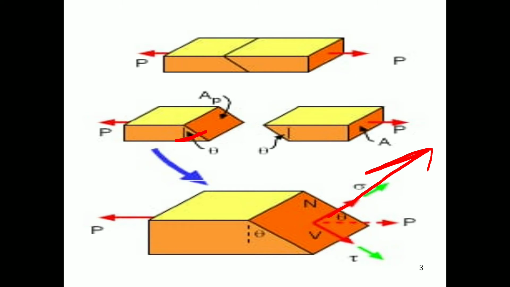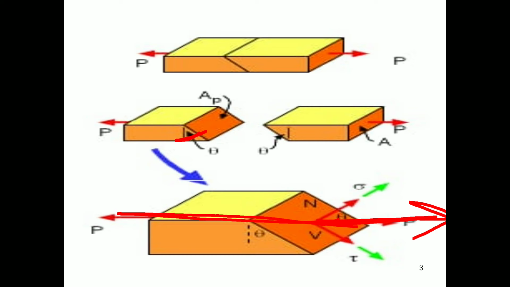If you observe this figure carefully, this particular force P is inclined to the oblique plane, whereas in case of normal stress it makes an angle of 90 degree directly. But in case of an oblique plane it makes an inclined angle with the plane. So it is required to resolve it into two components.